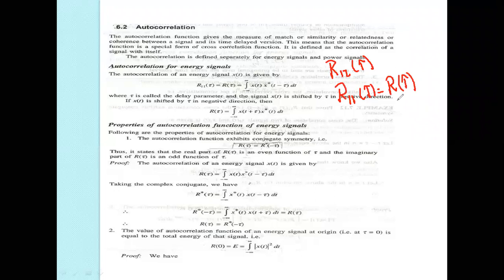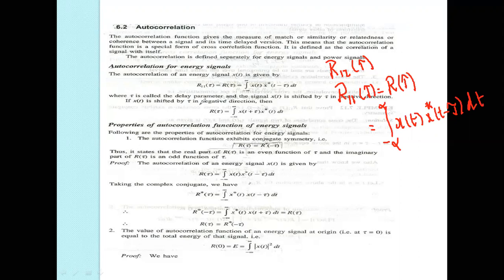Autocorrelation function, R of tau is equal to, what is the formula here? One signal is a normal signal, x of t. Another signal is a delayed version with tau samples, x of t minus tau, with respect to t. You can take any one as complex: x of t with x star of t minus tau dt. Previously, with different signals, we had x1 and x2. Now it is the autocorrelation function, where tau is called the delay parameter and the signal x of t is shifted by tau samples.